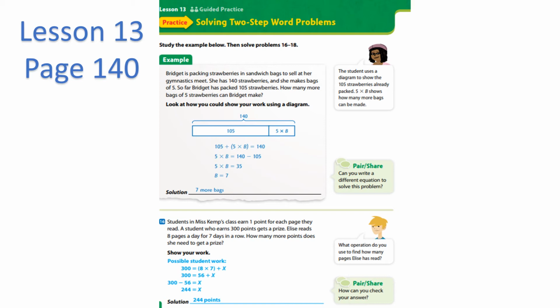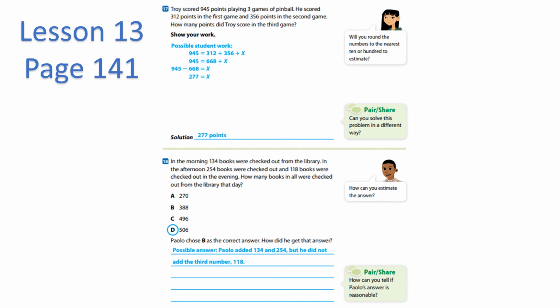Okay, so now continuing on to page 141, we're going to look at problem number 17. So we're going to start again by reading the problem, making sense of the problem, and focusing on our important information. Troy scored 945 points playing 3 games of pinball. He scored 312 points in the first game and 356 points in the second game. How many points did Troy score in the third game?